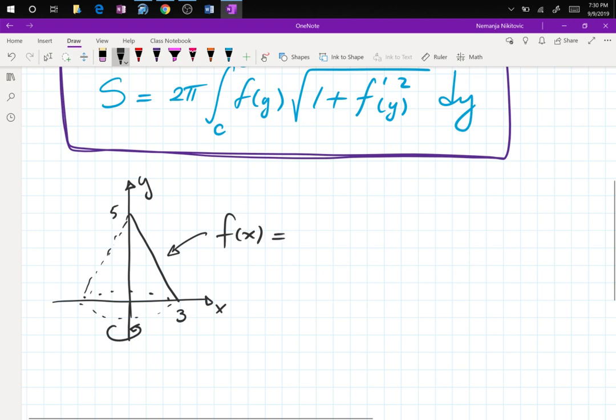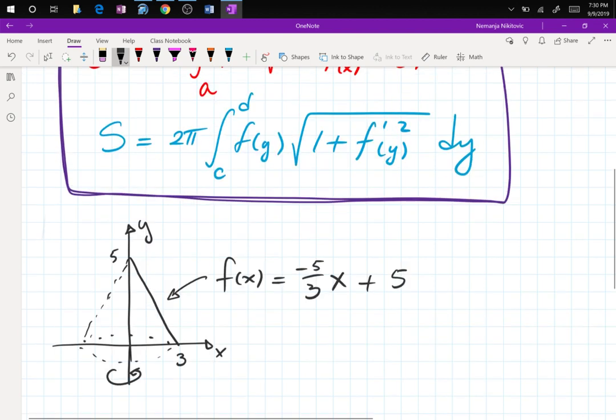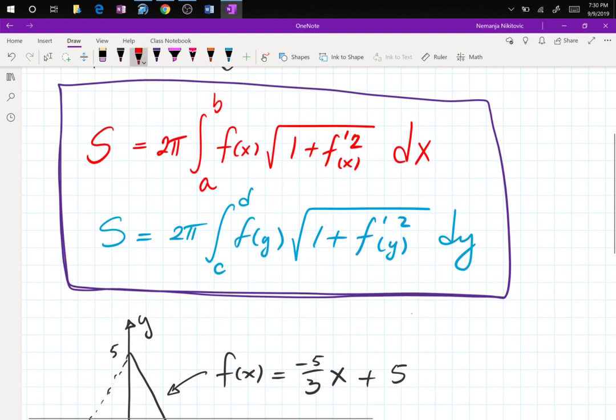Now, f of x here is going to be negative 5/3 x, because it's 5 units up, 3 units to the right, but the line goes down. So it's negative 5/3 x plus 5, because it is your... Ooh, I forgot to give you rotations. Rotation on x, and the blue one is rotation on y. So x and dx and y and dy. And that's important because that's how we know that we have to switch this formula.